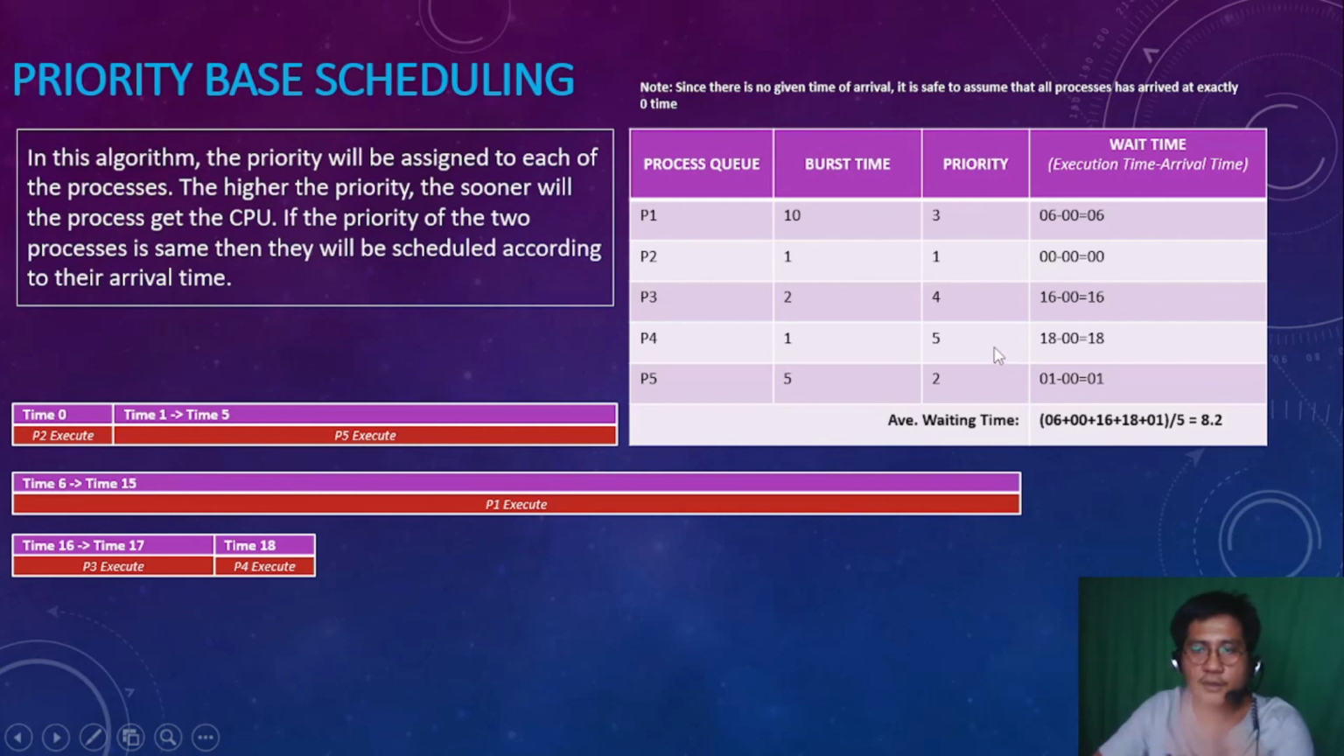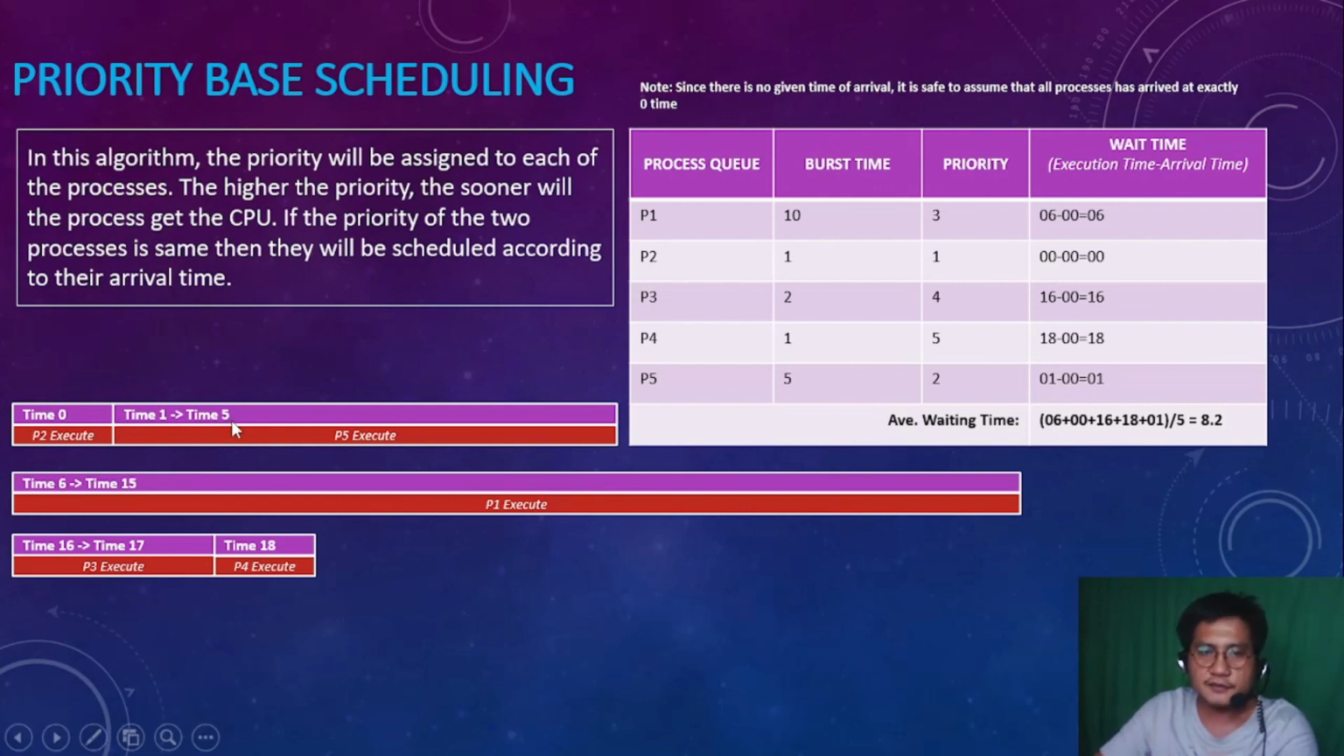If we look here at process 5, it gets the second priority. So after P2 finishes its execution in the central processing unit, P5 gets the time for its execution in the central processing unit from time 1 to time 5, since it has a burst time of 5.